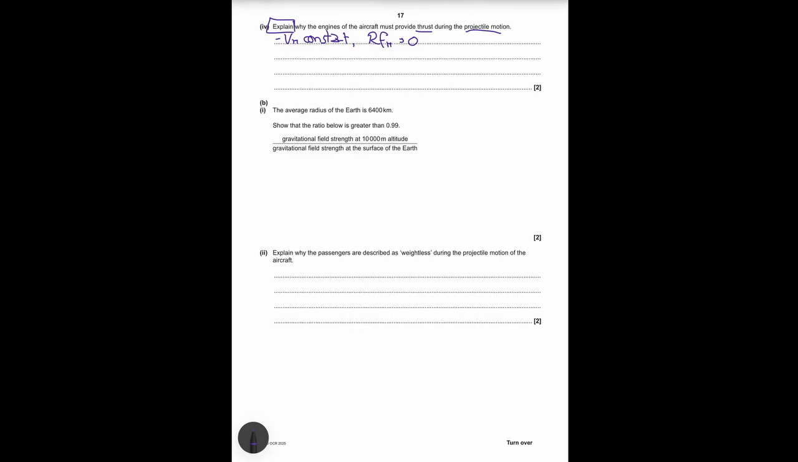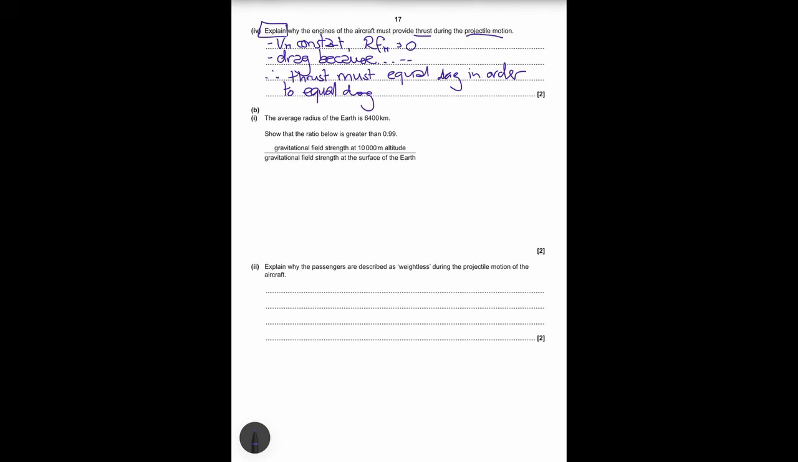So now how can I apply it to this question? Well, is there a statement of the obvious that I can say, that the aircraft is moving? If the aircraft is moving, there must be drag, and again, I can't bother to write it out properly in the exam. So because there's going to be drag, therefore there must be a thrust from the engine to equal drag.